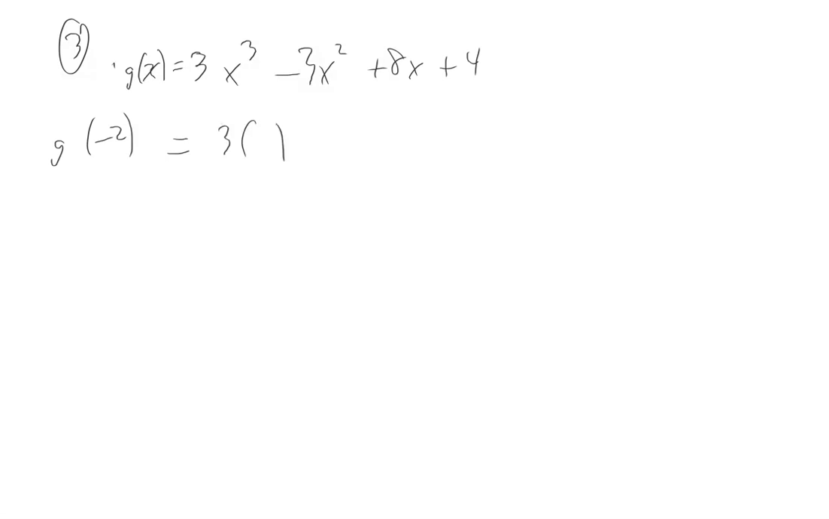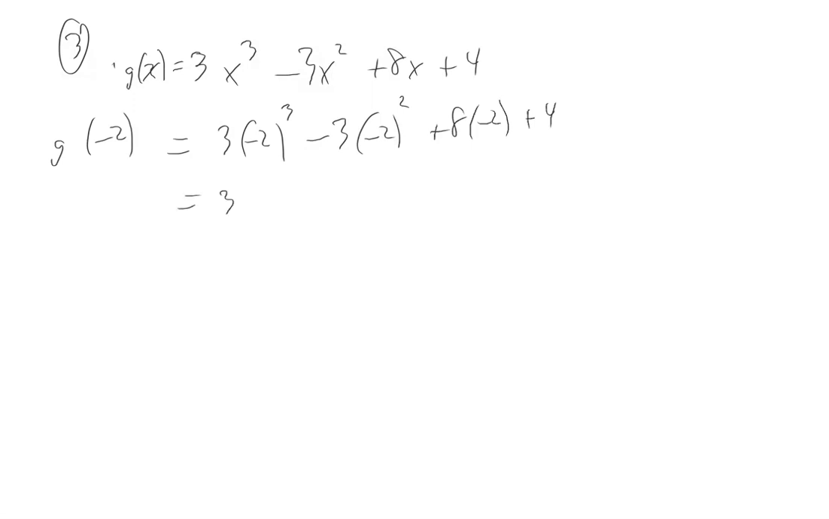Now let's try problem 3. So problem 3 says 3x cubed minus 3x squared plus 8x plus 4. Find g of negative 2. And since g of x equals that, g of negative 2 therefore represents the same thing copied in a carbon copy, except with negative 2 plugged in for x. So it'll be that.